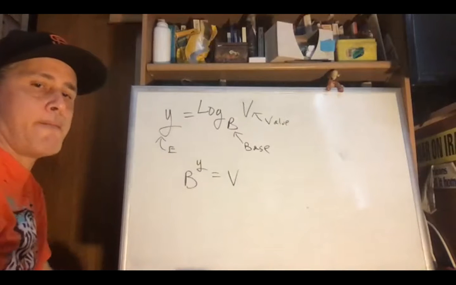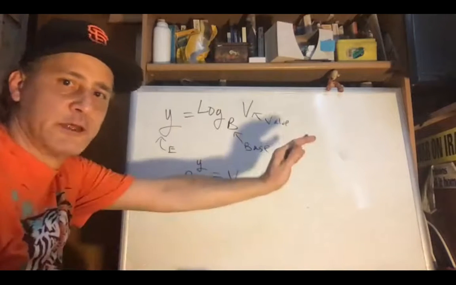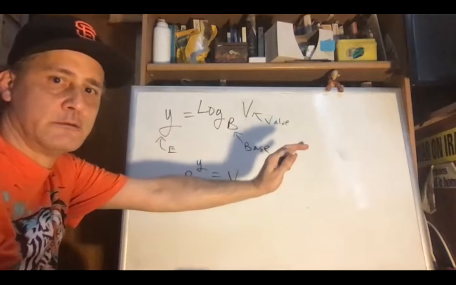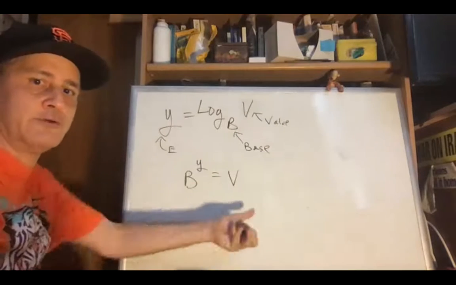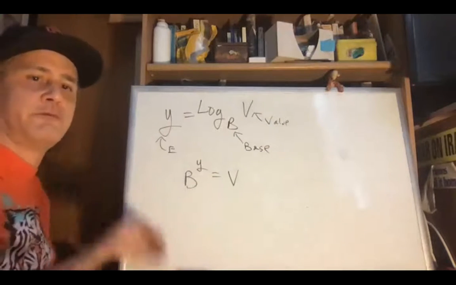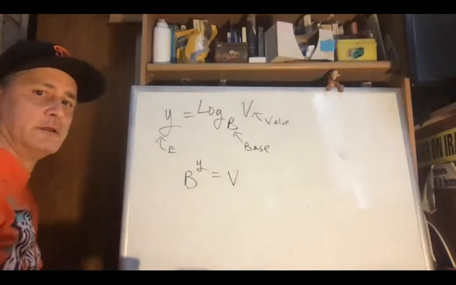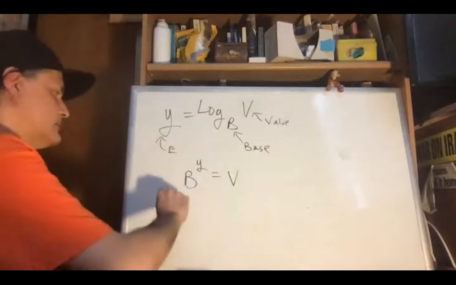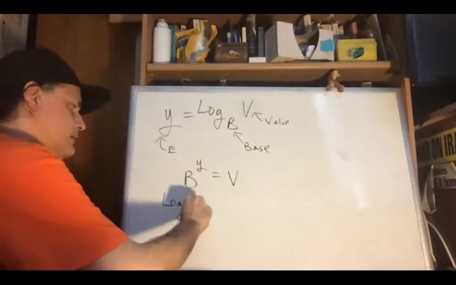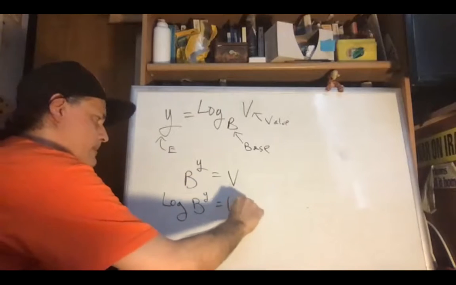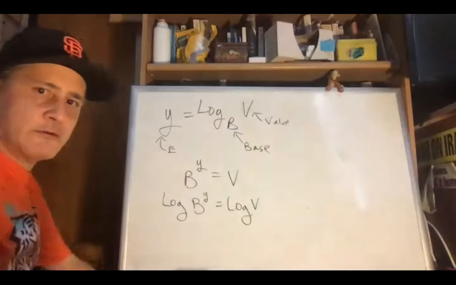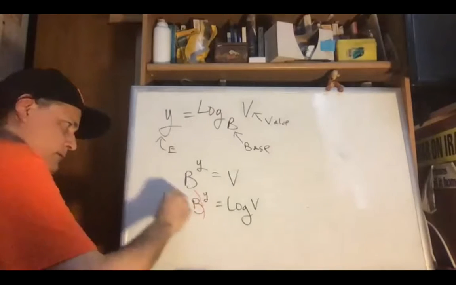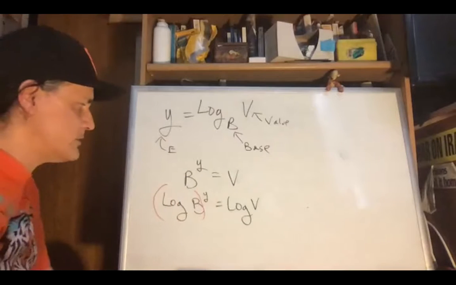All right, now let's go ahead and log both sides. You can use ln if you want, because it doesn't matter how you change the base. The properties of exponents don't change. So I'm going to log both sides. Okay, now we've got the property of logs that we just had.